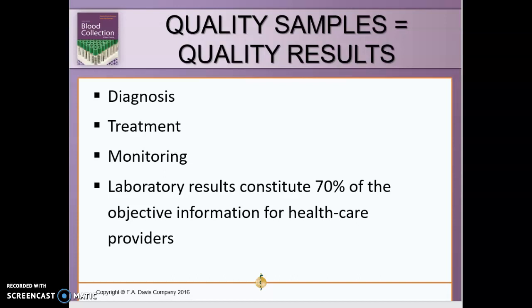Hey guys, this is Chapter 1, Part 2 lecture of phlebotomy. We're going to move forward working through the slides. We're going to look at quality samples and quality results.